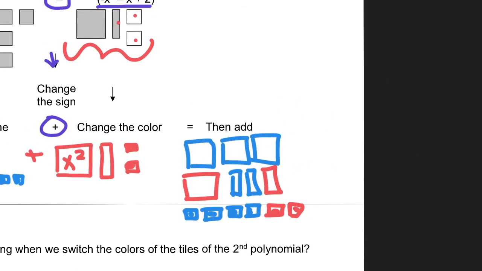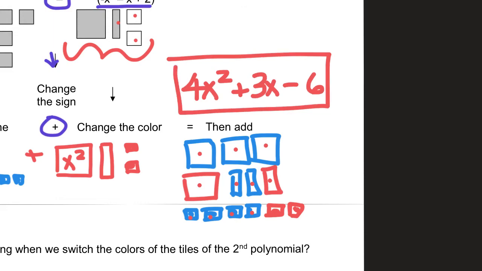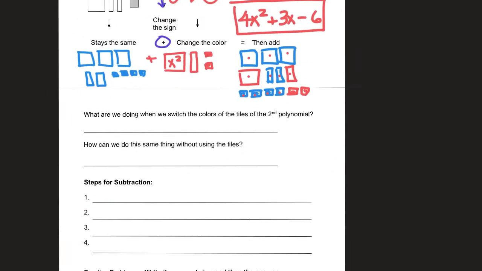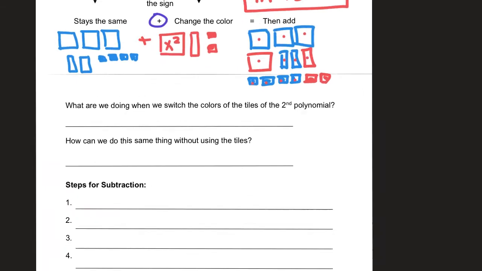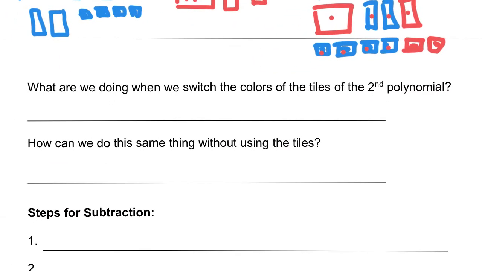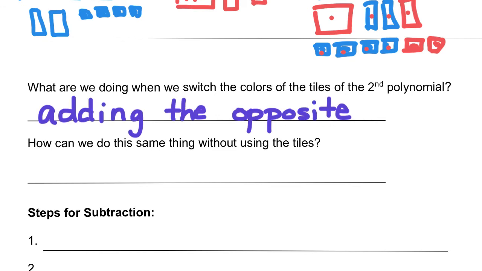So for the x squareds, we have 1, 2, 3, 4. So that would be 4x squared. We have 1, 2, 3 x's, so that's plus 3x. And we have 1, 2, 3, 4, 5, 6, but they are negative. So this would be our final answer after subtracting. So what we're really doing when we switch the colors of the tiles in the second polynomial is we're changing it to its opposite, which is what subtraction is. And then we're adding the opposite.